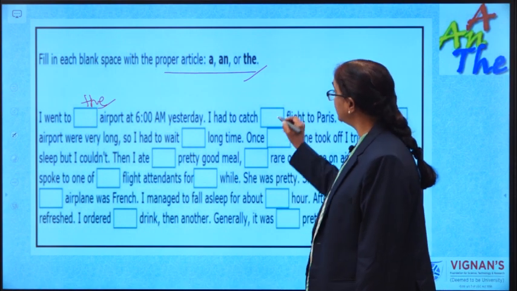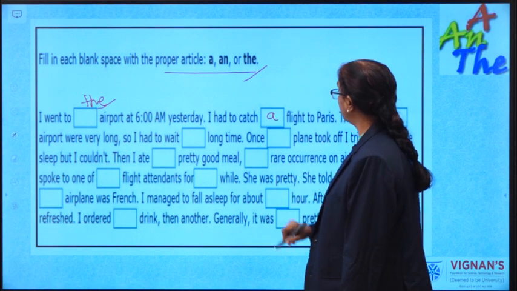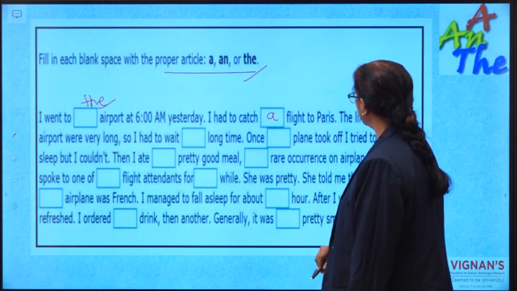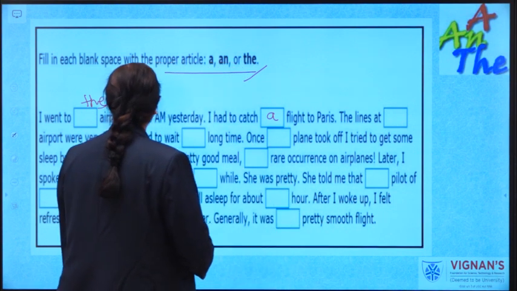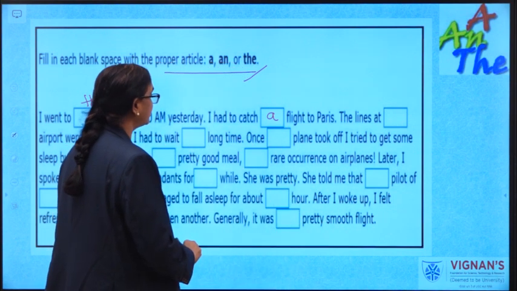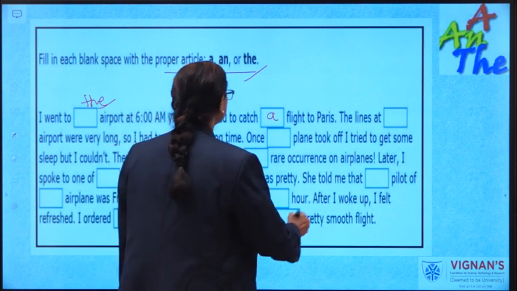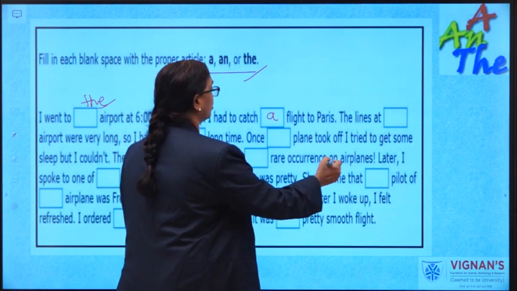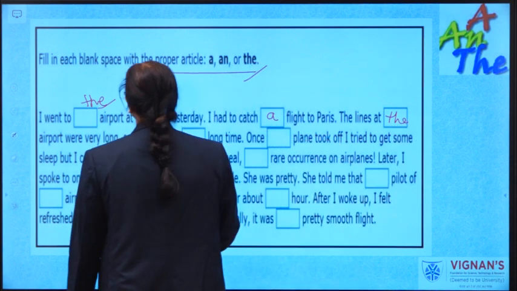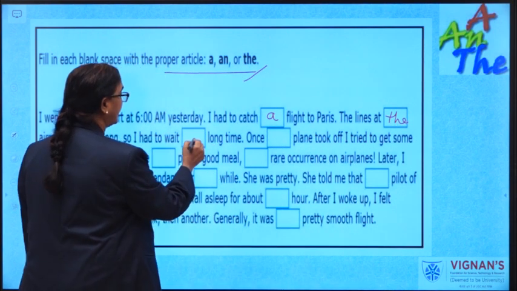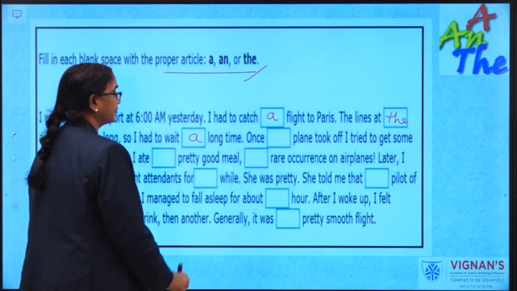What will you write here? I had to catch a flight to Paris. The lines at the airport were very long, so I had to wait a long time. The lines, so we have already mentioned the airport. The lines or the queue at the airport were very long, so I had to wait a long time.